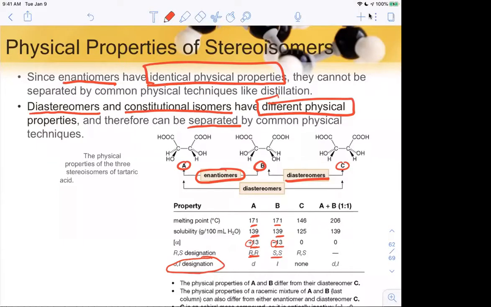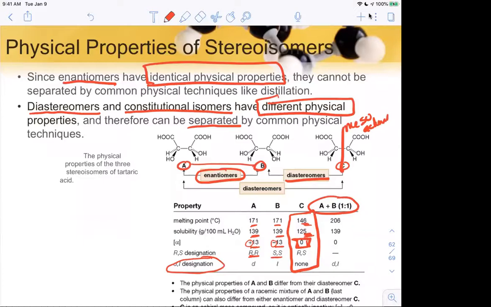Notice C, I have a different set of properties here. My melting point is different. My solubility is different. This one actually is meso, so it doesn't have optical activity because it's achiral. This is a meso achiral compound because I have that internal plane of symmetry. So this is one of these compounds that only has 3 stereocenters. I have the enantiomer, and then I have that meso structure.